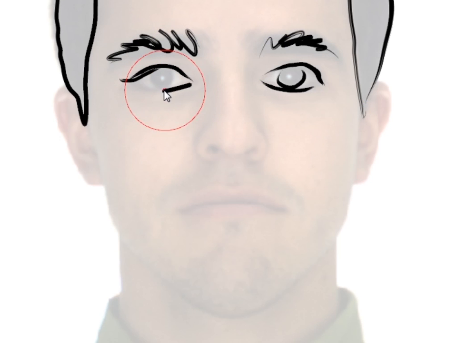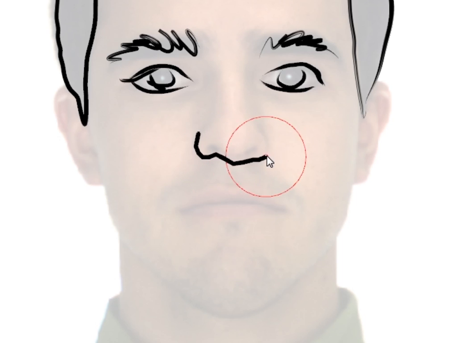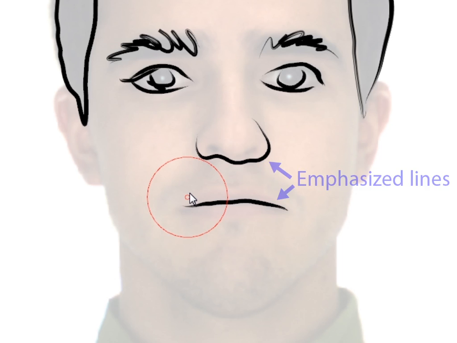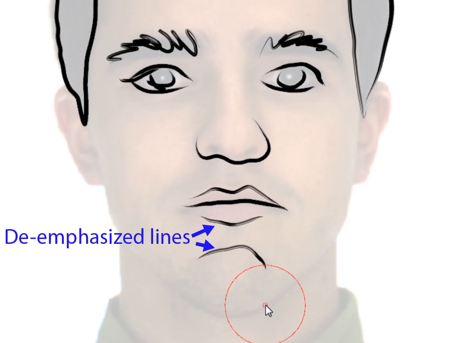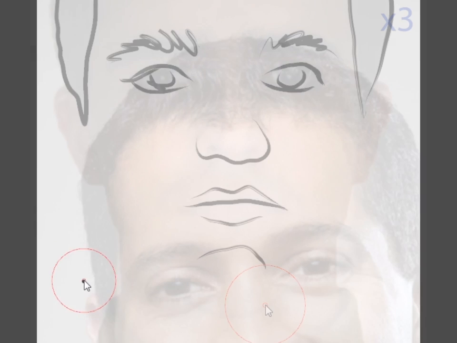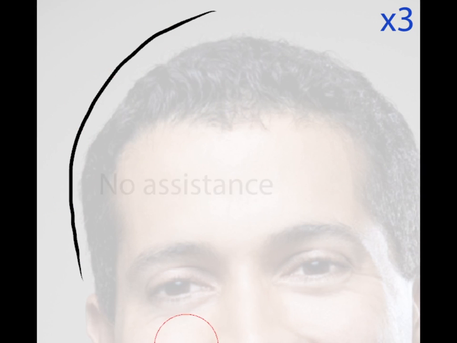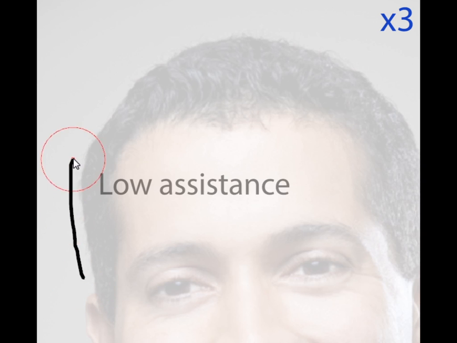In addition to changing the stroke geometry, we adjust its thickness and, in some cases, opacity to emphasize lines near good candidate edges and de-emphasize lines that are further away. Changing the level of assistance determines the amount of automatic adjustment.